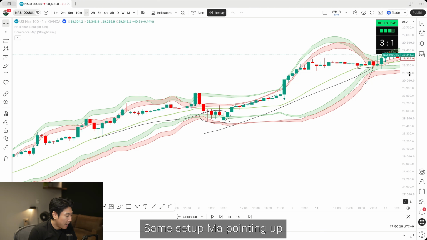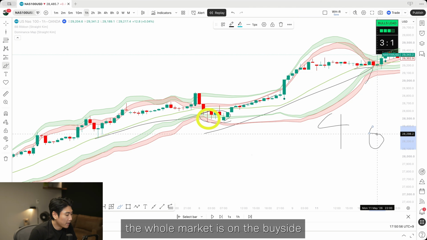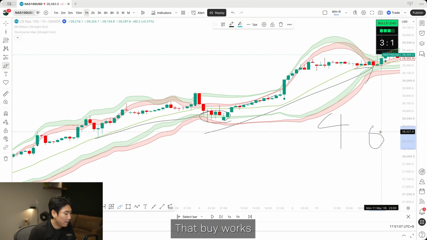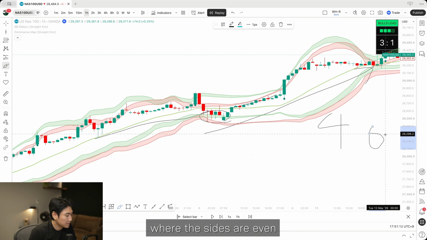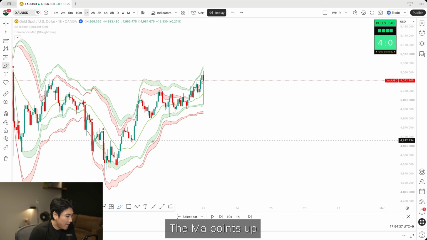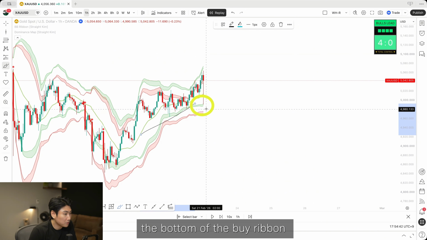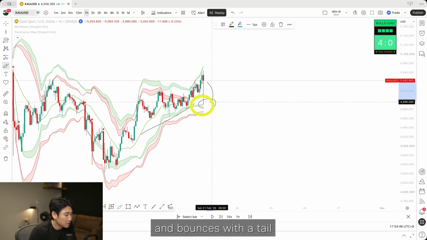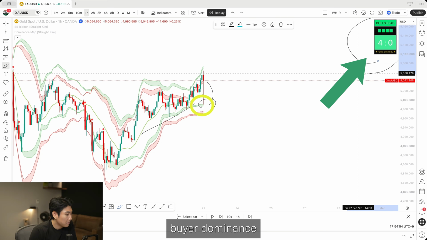Same setup. MA pointing up, price at the bottom of the buy ribbon, but when the score is 4 to 0 for buyers, the whole market is on the buy side. That buy works much harder than a buy at 2 to 2 where the sides are even. Look at this chart. The MA points up. At the same time, the price touches the bottom of the buy ribbon and bounces with a tail. And the top right says 4 to 0, buyer dominance.